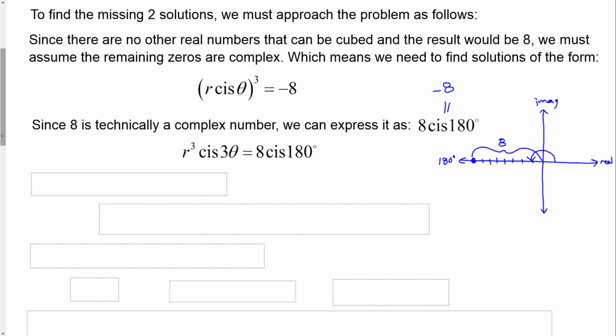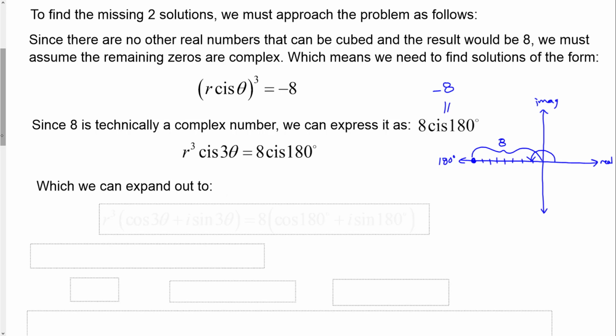Okay, so we have got a little bit further here. We know how to cube a complex number. We take the radius and cube it. We take the angle measure theta and multiply it by 3. So that's what I've done on the left-hand side. And then I've replaced negative 8 with 8 cis 180 degrees.